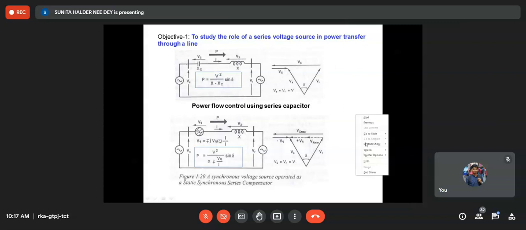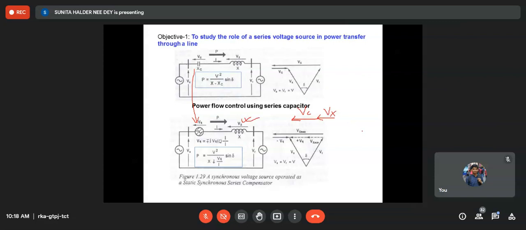Instead of a capacitor, if we provide this series voltage, which is controllable, with power electronics control, or say assume it is controllable, that voltage may be added in phase with the Vx. Vx means the voltage drop across the line reactance, or out of phase with the Vx. So if it is Vx and you are adding a voltage in phase with the Vx, say Vc, then what actually are you doing?